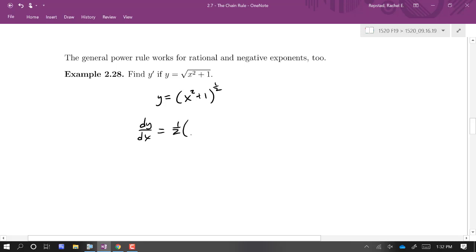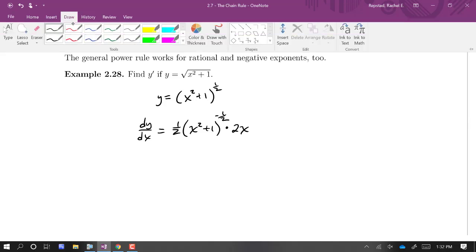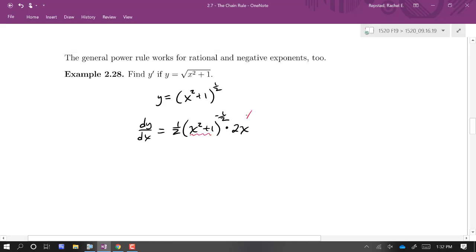1/2 times the parentheses to the 1 minus 1/2. Actually, negative 1/2. Is that it? No, then times 2x. Where does the 2x come from? The derivative of the inside of the parentheses. That's our chain rule.